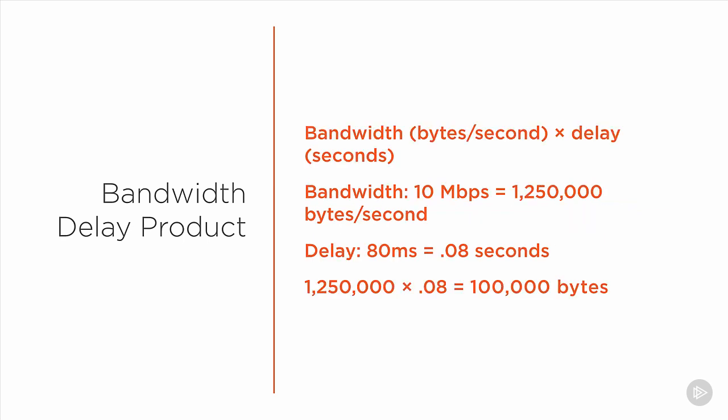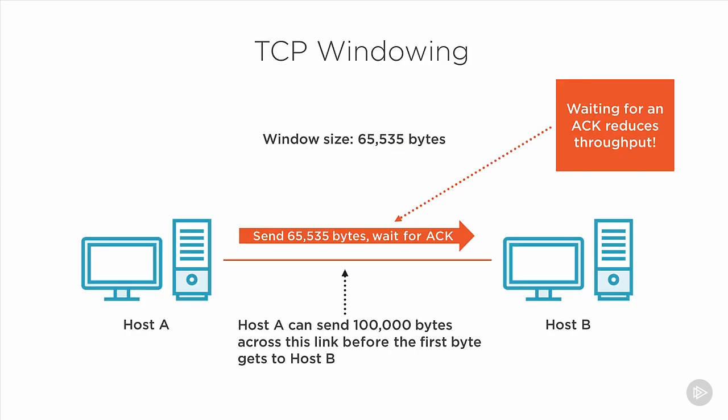The bandwidth delay product is simply the bandwidth in bytes per second times the delay in seconds, which will give you the bandwidth delay product in bytes. 10 megabits per second comes to 1,250,000 bytes per second, and the delay is 0.08 seconds. That gives us 100,000 bytes as the bandwidth delay product. This means that host A can theoretically push 100,000 bytes out before the first byte even gets to host B.